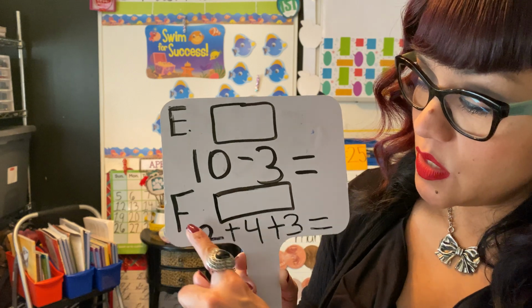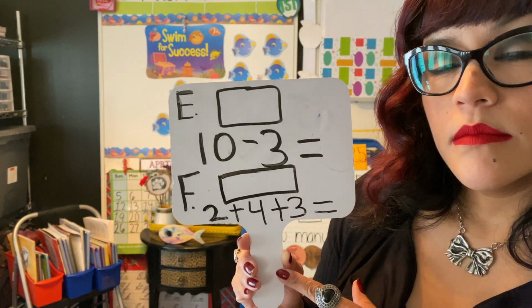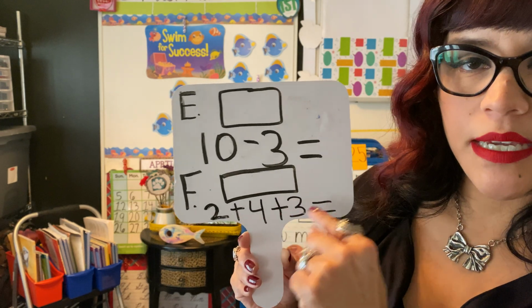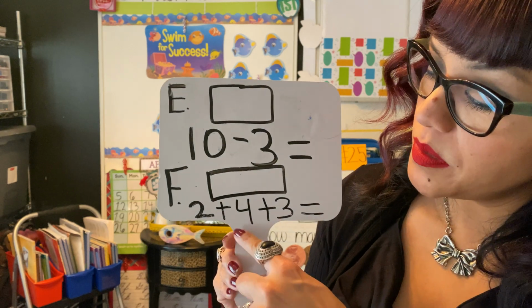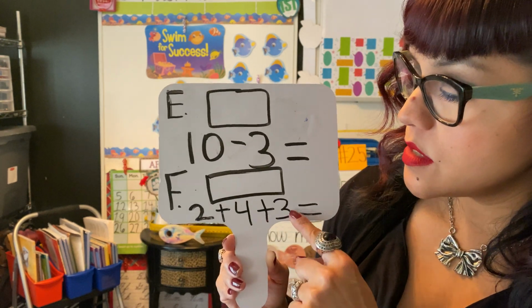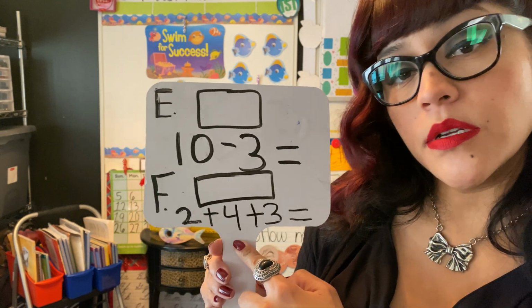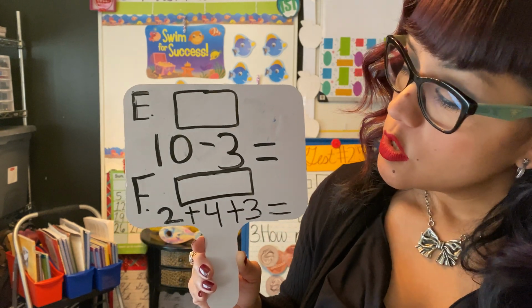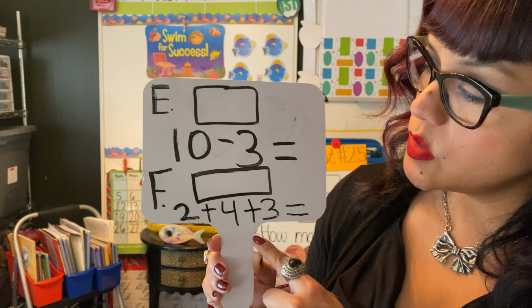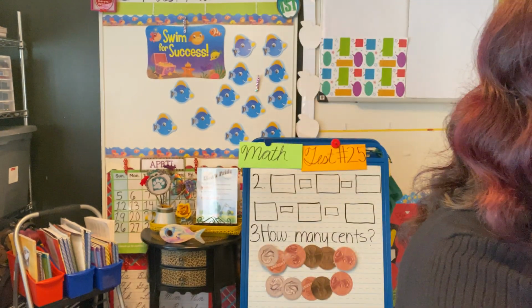Okay, letter F. It's a long problem. You might have to do your smiley, like I always say, for that. 2 plus 4 plus 3. One more time. 2 plus 4 plus 3. 2 plus 4 plus 3 for letter F. Put your answer inside of that box. Great job with that.